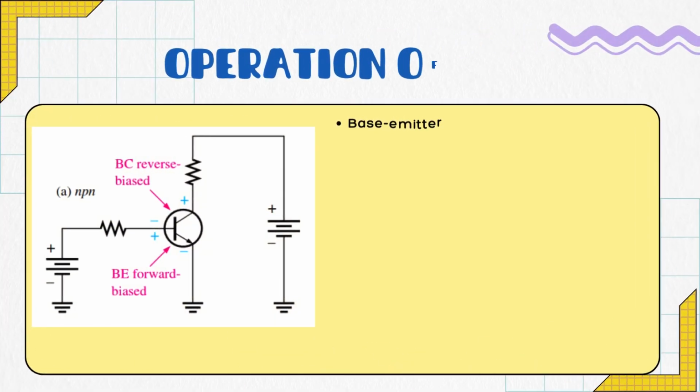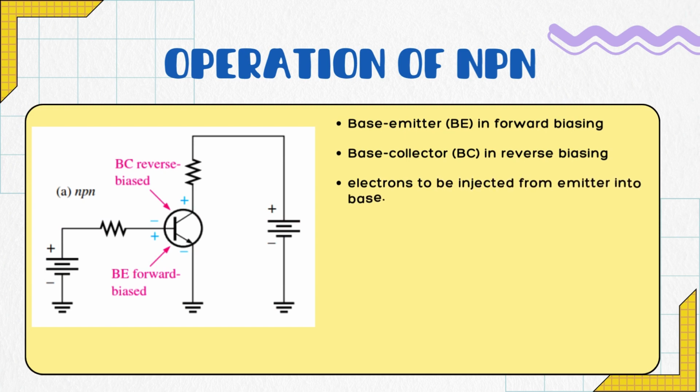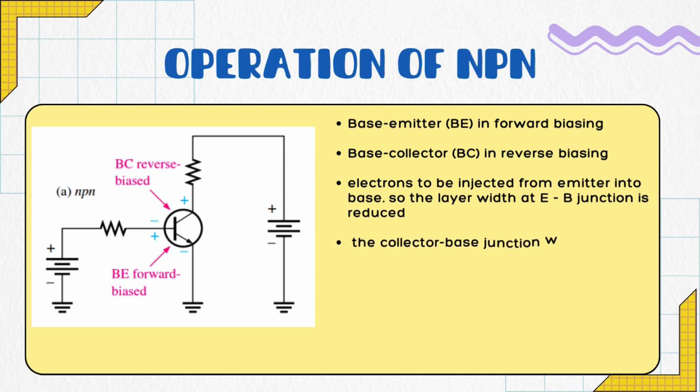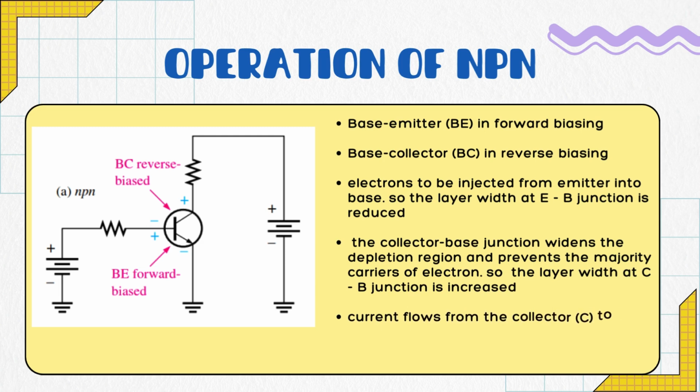For operation of NPN, base emitter in forward bias, base collector in reverse bias, the electron to be injected from emitter into base. This allows whole positive charge carry flow from emitter to base. So, the layer wide at EB junction is reduced. The collector base junction widen the depletion resistance and prevent the majority carry of electron. The transistor acts as amplifier, with the collector current being controlled by the base current, so the layer wide at CB junction is increased. The current flow from the collector to the emitter.